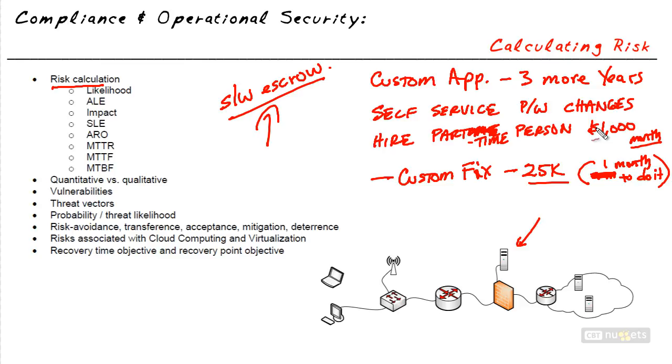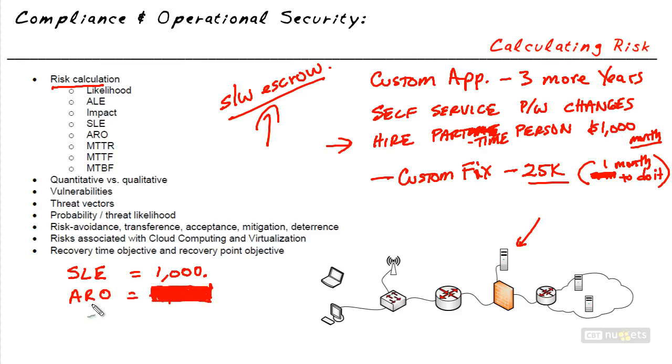Now the question is, should we do this? Yes or no? Should we pay the $25,000 to get it fixed, or should we just hire the part-time person at $1,000 a month for 3 more years to continue doing what that person is doing? So let's run the numbers. The single loss expectancy is hiring that person for $1,000 a month. On a monthly basis, we're looking at $1,000 for every month that we have to hire that person to assist us with help desk support and resetting the passwords along with the user's cooperation.